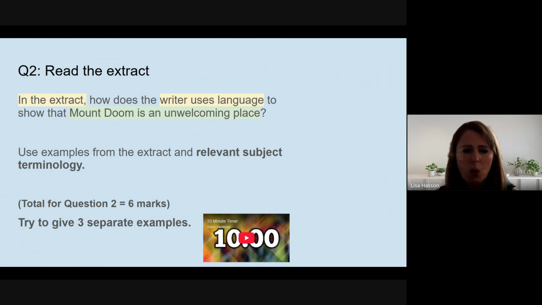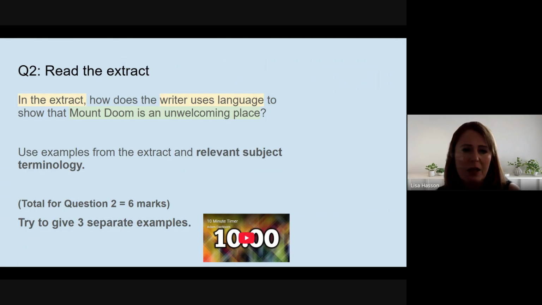So if you're just talking about one technique that the writers use, that definitely isn't a range. I mean, I'd even challenge you to say that 2 is a range. I'd say that was a couple. So if you're working on 3 different techniques that the writer uses, 3 different pieces of language that the writer uses to tell us that Mount Doom is an unwelcoming place, then I would say that you are using a range, which could potentially give you access to that top mark band, although there are a few other things you need to do to get there as well, and I'll talk to you about that in a moment.